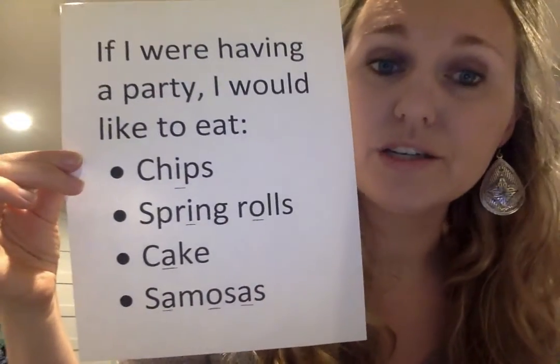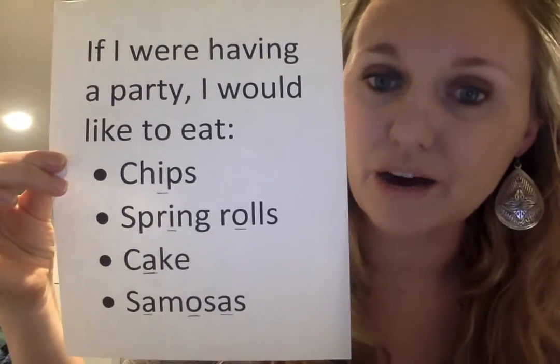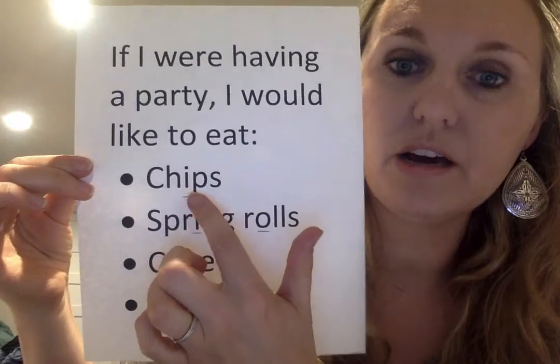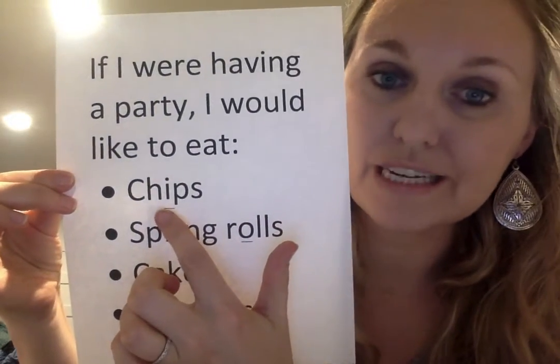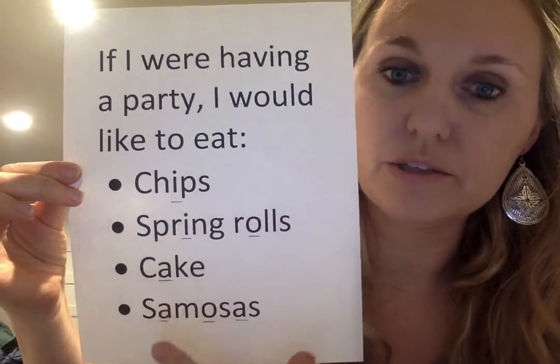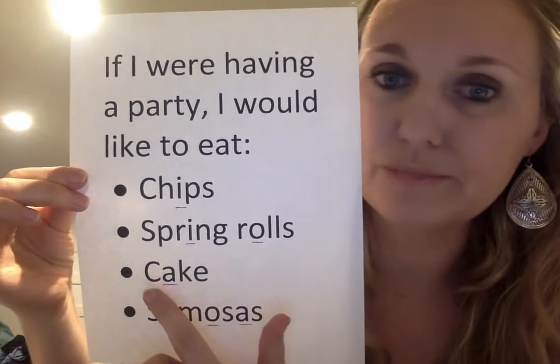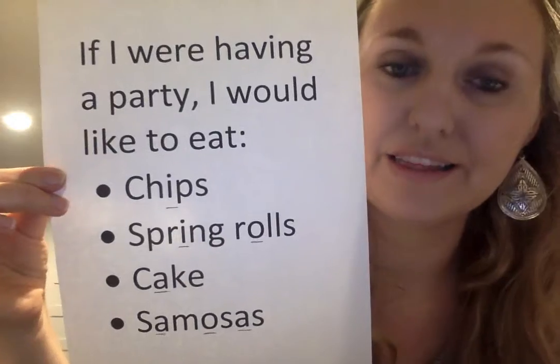Great. Now we have looked at some of these as back vowels, but we have not looked at some of them. So for example, the I in chips, we have not looked at as a frontal vowel. The A in cake, we have not looked at yet as a front vowel. And so we're going to be looking at these today.